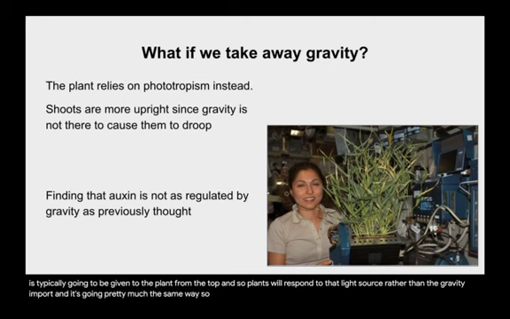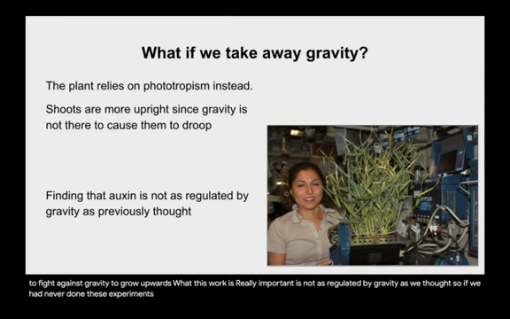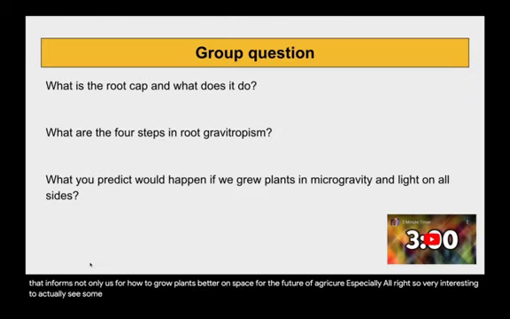So shoots tend to grow a little bit more upwards, because they don't have to contend with gravity. They don't have to fight against gravity to grow upwards. And really what this work is finding is that auxin, while hugely important, is not as regulated by gravity as we thought. So if we had never done these experiments in space, we never would have known that auxin, which we say is this huge regulating molecule in perceiving gravity, might not be playing such a role as we thought. Now again, research is ongoing, but it's a cool result of these experiments.